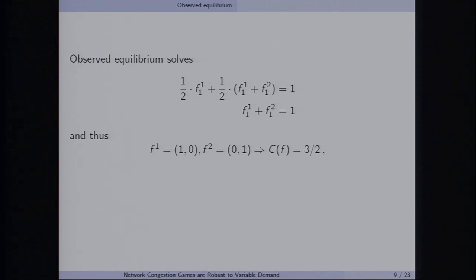Yeah, so because of this informational asymmetry, the users of commodity 1 are taking the upper path. Commodity 2, knowing that the users of commodity 1 are going to be there, therefore are willing to take the lower path. If we then calculate the expected cost of this flow, we get this 3 over 2 over there.